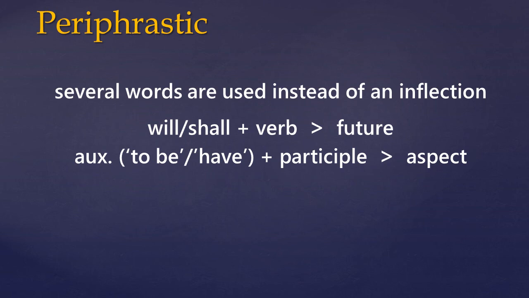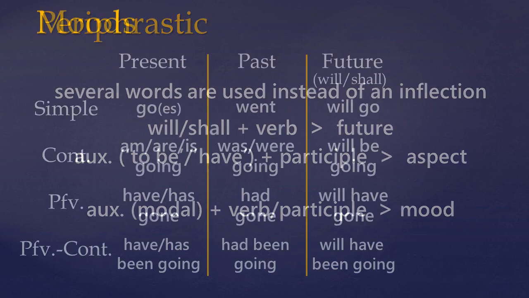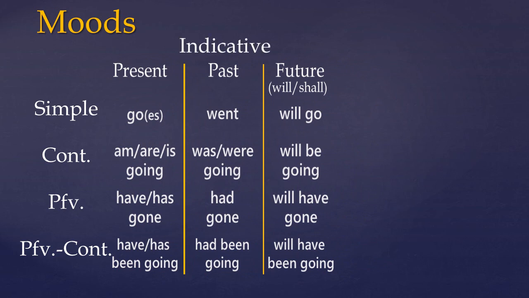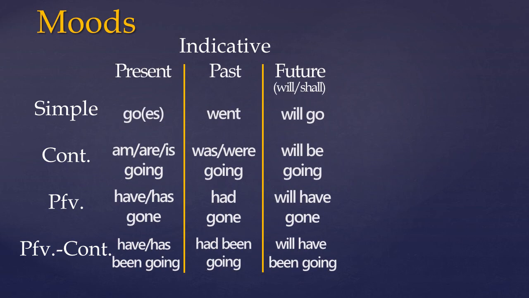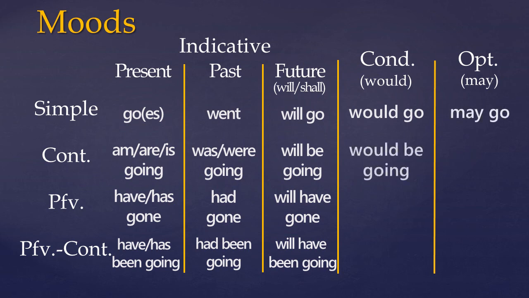Now there's another important type of auxiliary verb called the modal auxiliary, and these are used with a verb or a participle to create a verb mood. So far, we've been looking at what's called the indicative mood, and this is the most common mood, generally used for statements of fact. But other important moods are the imperative, which is used for giving instructions, the conditional, where something is said to be true if a condition is met, and the optative, which is used to express things which may happen. So in the simple aspect, we get I would go if, or I may go, and we can fill in the other aspects.